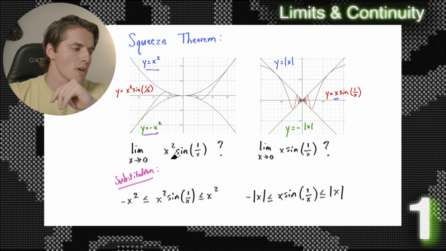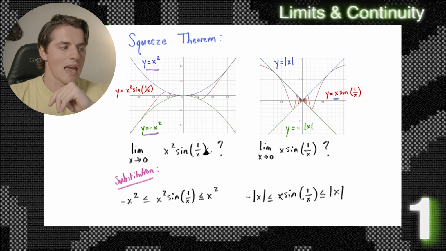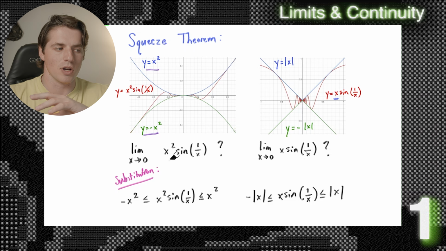The final type of special limit that we're going to look at is not necessarily specifically a limit itself, but it's a theorem. It's called the squeeze theorem. And it helps us solve limits that are unsolvable by any other method. So what am I talking about? We're talking about a function like this, x squared times sine of 1 over x.